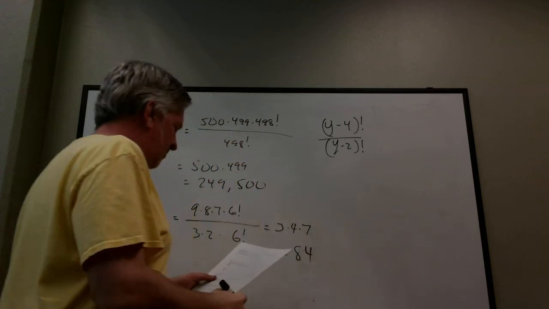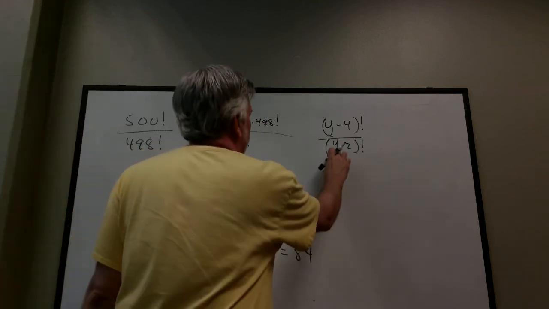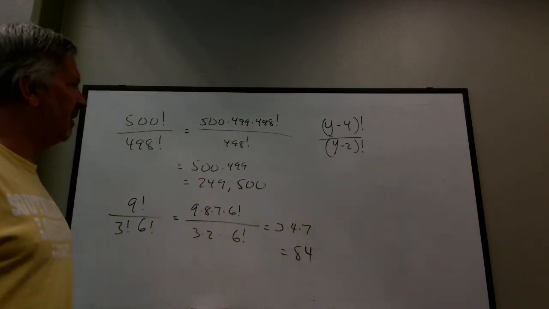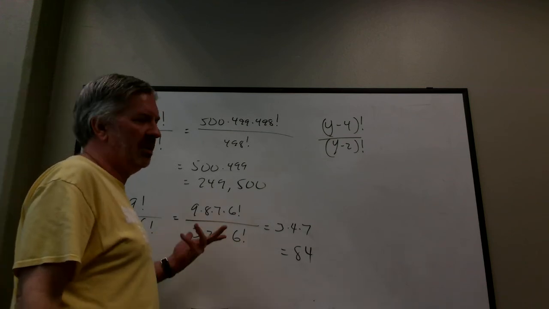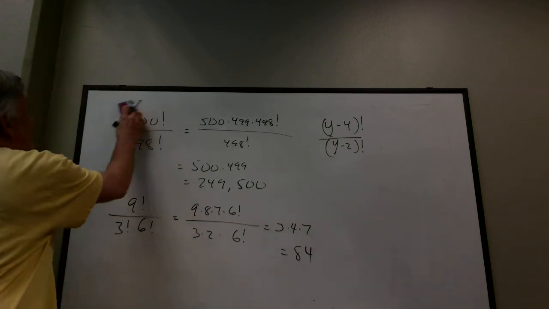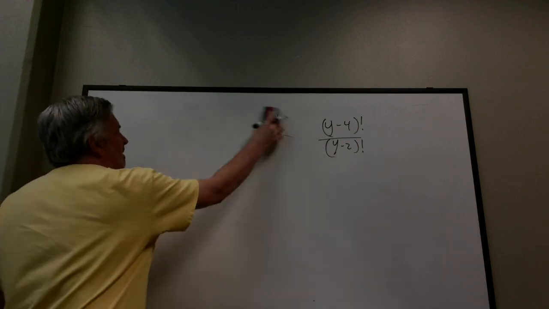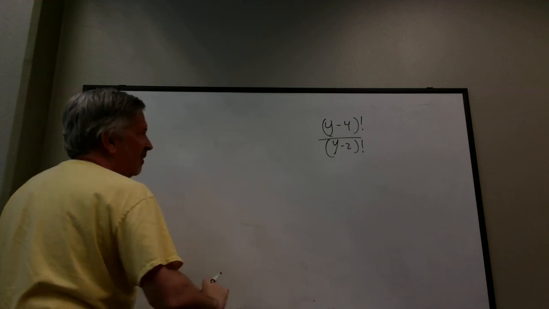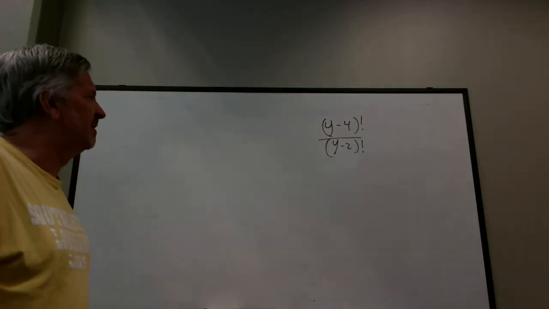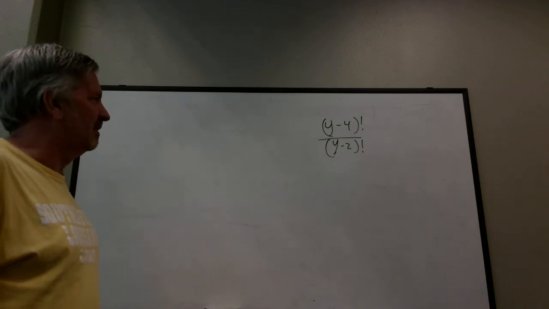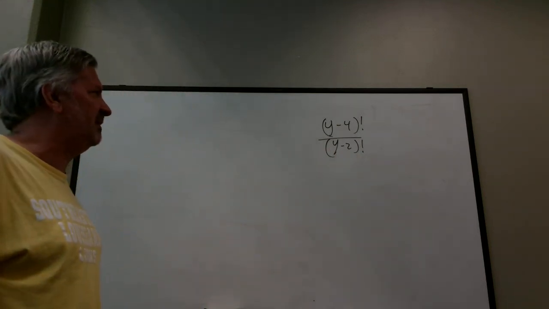Now I didn't put any restrictions on y, but can you think about what values y could be here to make sense? Again, we're talking about integers, obviously. So can you think about what's the domain of that expression? Could y be 7? Sure, because you'd have 3 factorial over 5 factorial. That makes sense. What's a value y can't be? Y can't be 0 because you'd have negative 4 factorial over negative 2 factorial, which doesn't make any sense.